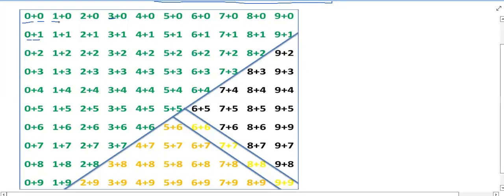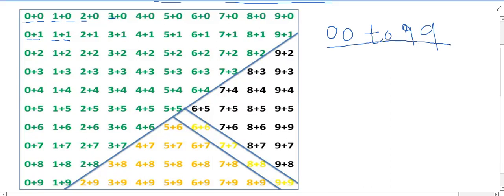Next, by taking 1 combined with 0, 1 plus 1, 1 plus 2, 1 plus 3, 1 plus 4, up to 1 plus 9. Then he started taking 2: 2 plus 0, 2 plus 1, 2 plus 2, in that way up to 2 plus 9. So in that way, from 00 to 99. In total, how many combinations are these? 0 to 99 means how many combinations?